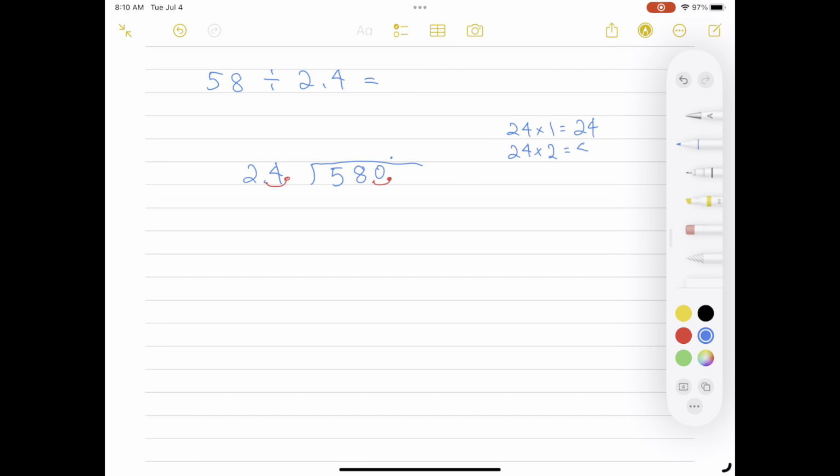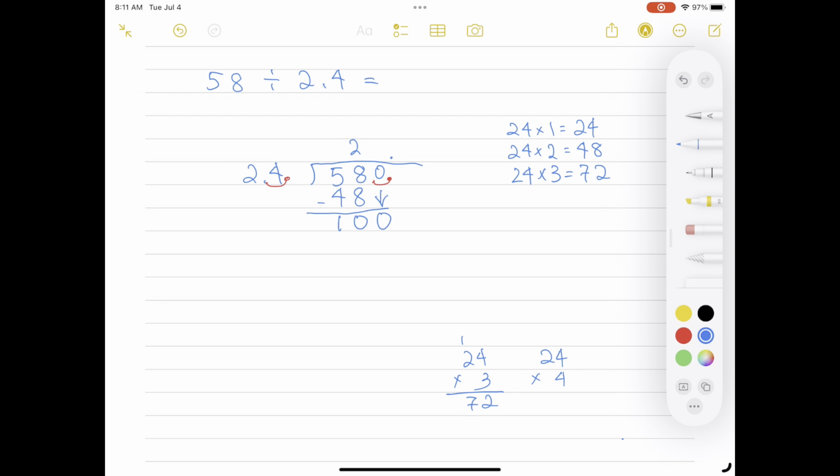24 goes into 58 2 times, because 24 times 2 equals 48. 24 times 3 is 72, so that's too large. So you write 2 above the 8 on the quotient line. 2 times 24 is 48. 58 minus 48 is 10, and then you bring down the last 0.